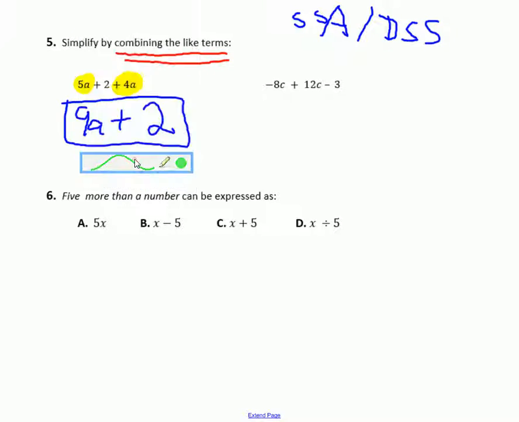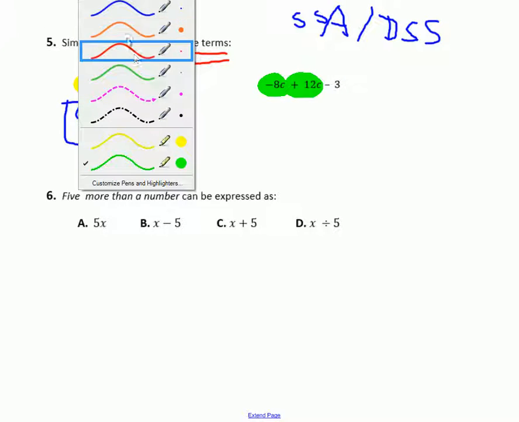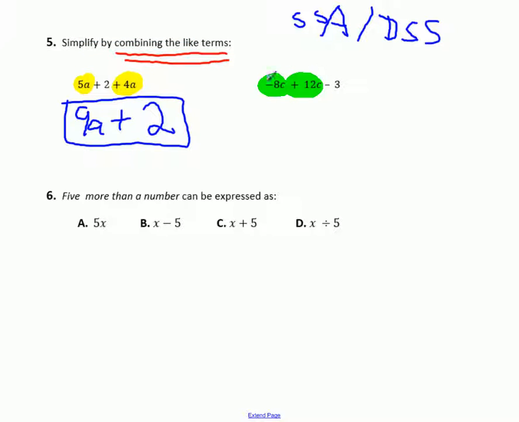Moving over to the next question, I'm looking for something that's alike with negative 8c, and that would be positive 12c. And then 3 is all by himself, which is okay. Again, looking at my rules, these are different signs, so I'm going to subtract them. 12 minus 8 will get me 4. And my 4 will be positive because 12 has the larger value. And then I'm just going to leave the 3 alone.